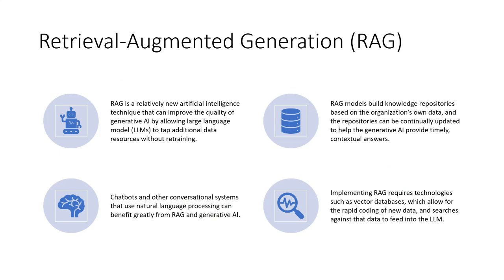Implementing RAG requires technologies such as vector databases, which allow for the rapid encoding of new data and searches against the data to feed into the LLM. So it requires a search service and vector databases or a similar data set which can store the data. It is the responsibility of the search service to do a search, extract the relevant information and provide it.